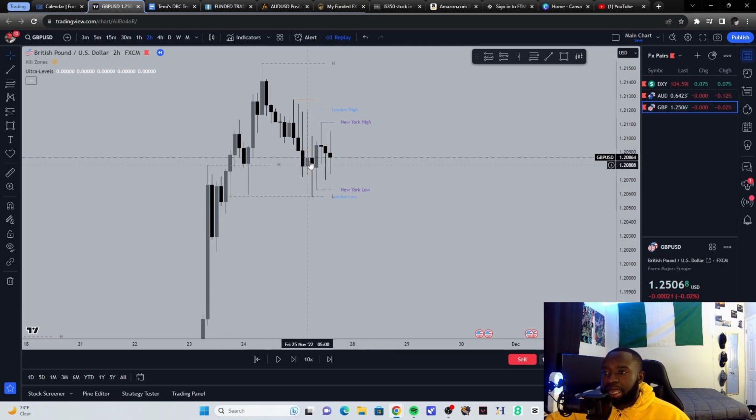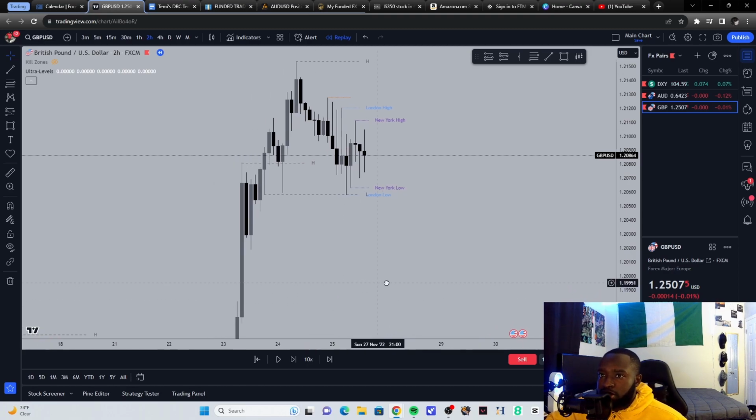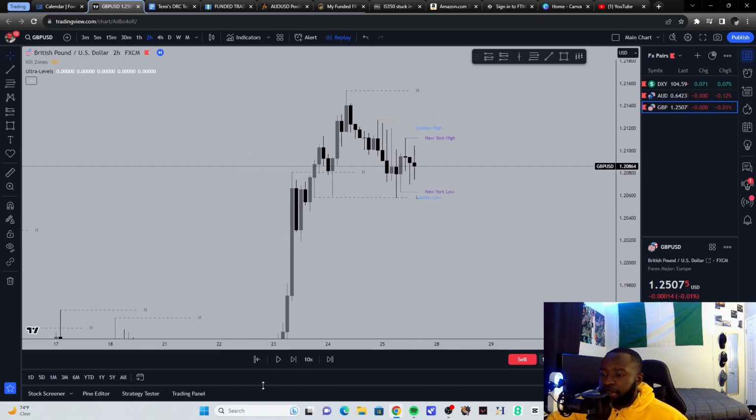But I need a candle closure below it, just because price likes to wick and just grab liquidity and then go in the true direction. So when I see a wick, I just see it as a liquidity grab. So I feel like this was a liquidity grab right here, and it wasn't a true break of structure. So I'm gonna continue on the 2 hour to see if price goes up or down.